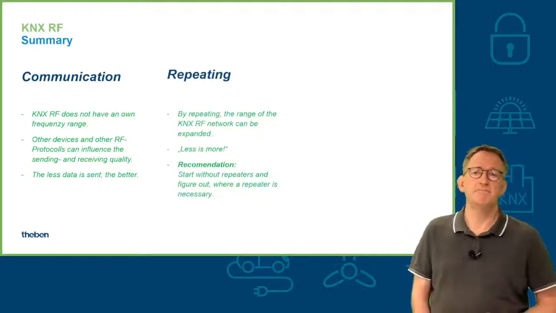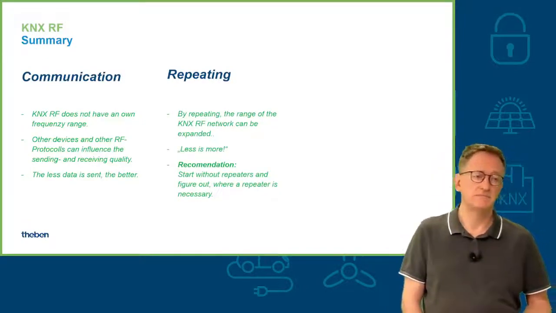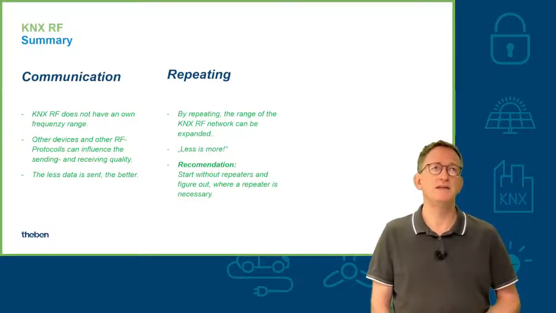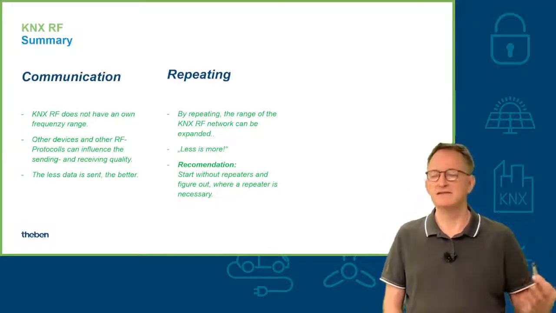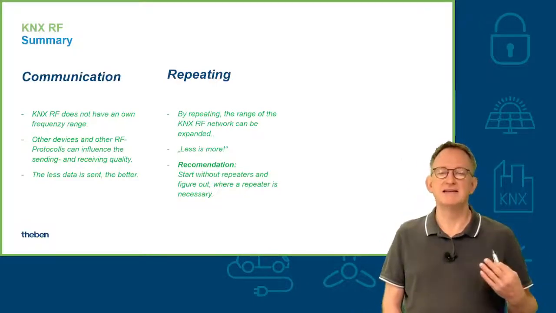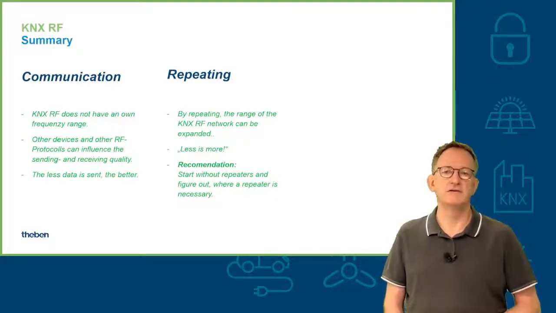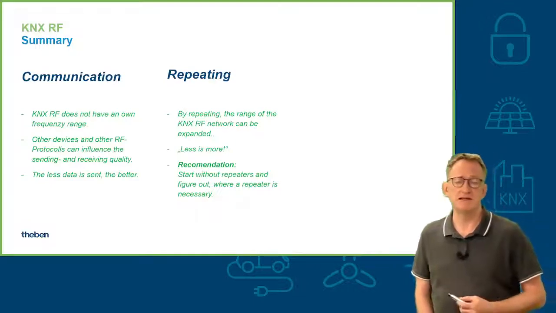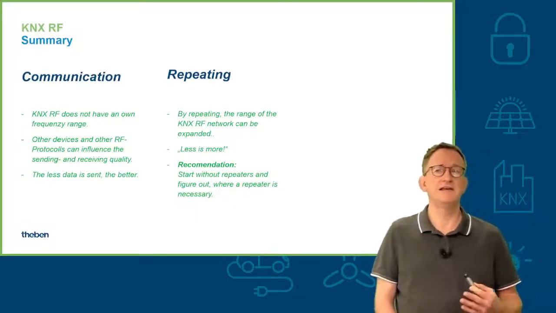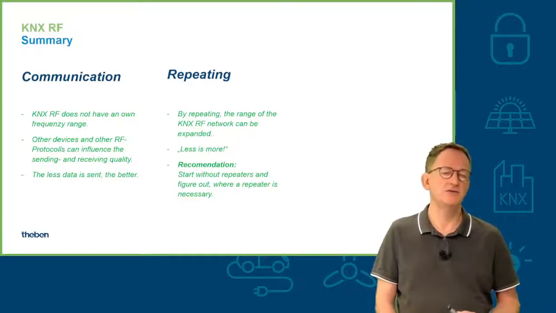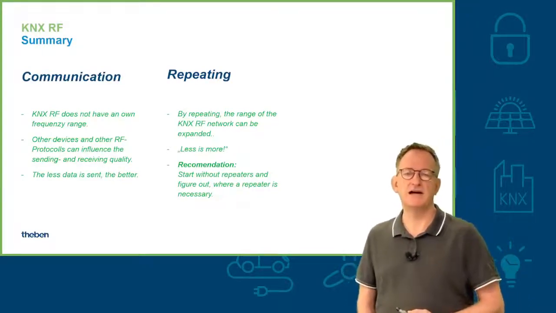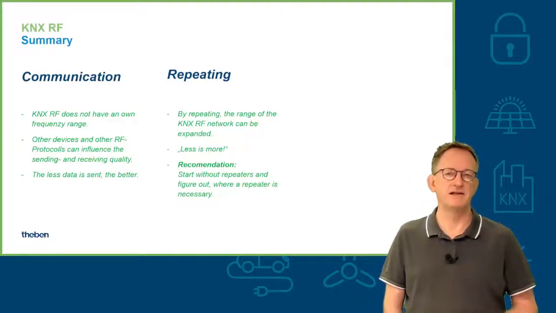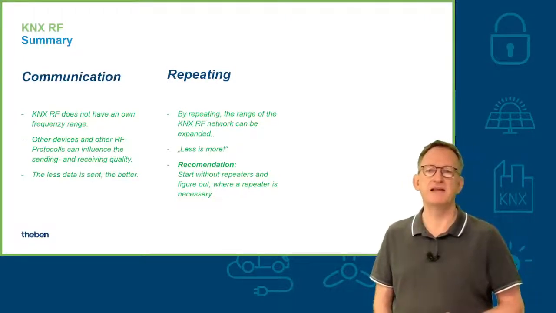With repeating, less is more. Really think about where repeating is necessary, where you can put the repeater in a device so that it can send out its telegrams very well. Start with one repeater, then verify if it has improved or not. If not, then use another device and configure it as a repeater. If it is working, fine. But please do one repeater after the other, not all of them in parallel. That wouldn't help, as I have explained already.